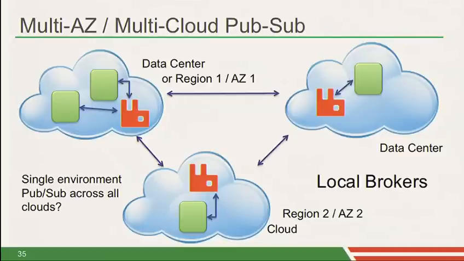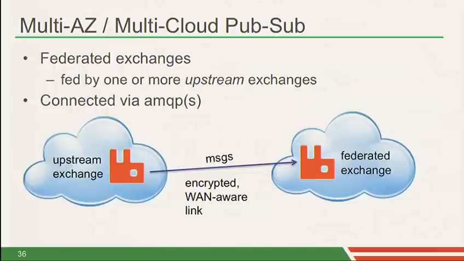Well, the first thing we're going to think about is placing a local broker inside each cloud location, so that all of my applications just think and act like they're talking to a local broker. And all of the difficulties of handling those wide area network connections, we're going to leave to the broker itself. That's my first key decision. And we're going to use a RabbitMQ feature called a federated exchange.